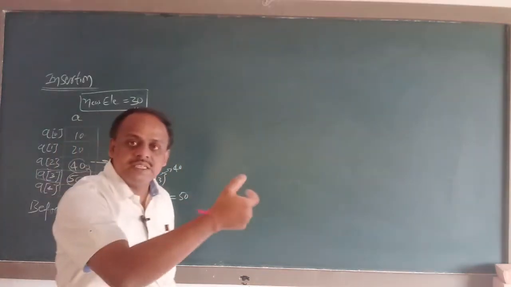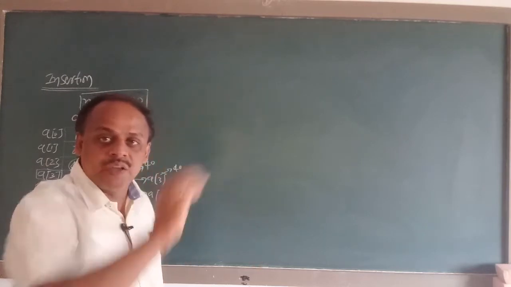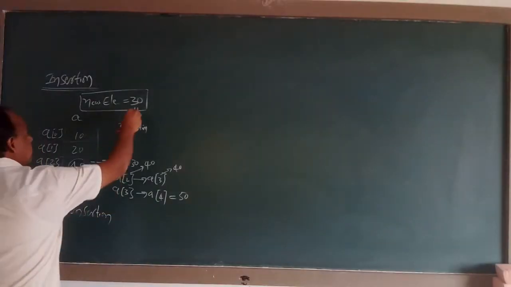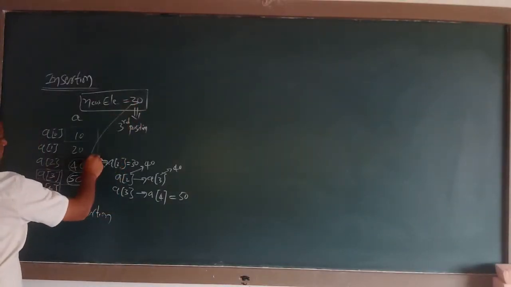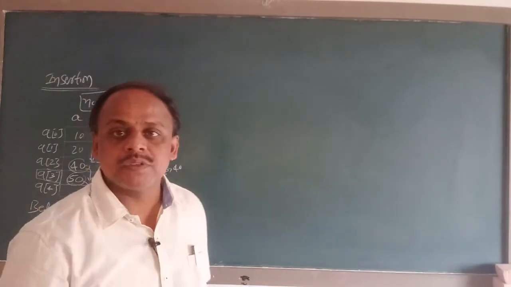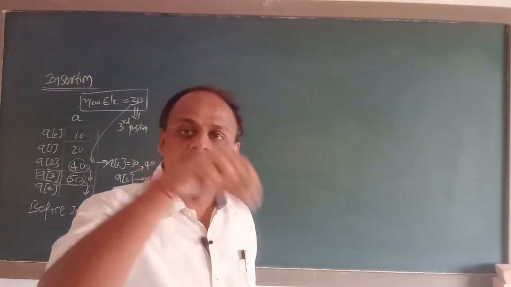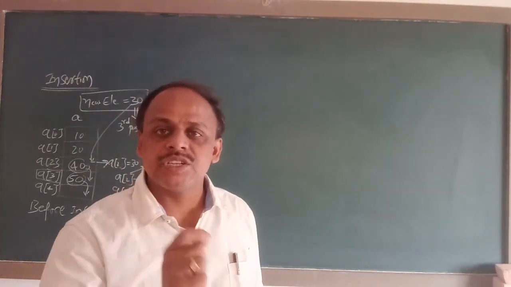A of 2 position is empty. Now we have to place in the place of A of 2 new element, that is we have to place this 30 to A of 2, right? So simple process. What is meant by insertion means adding a new element into the array is called insertion.